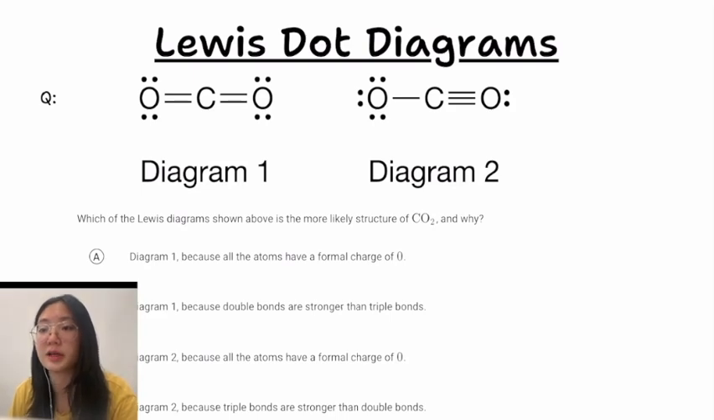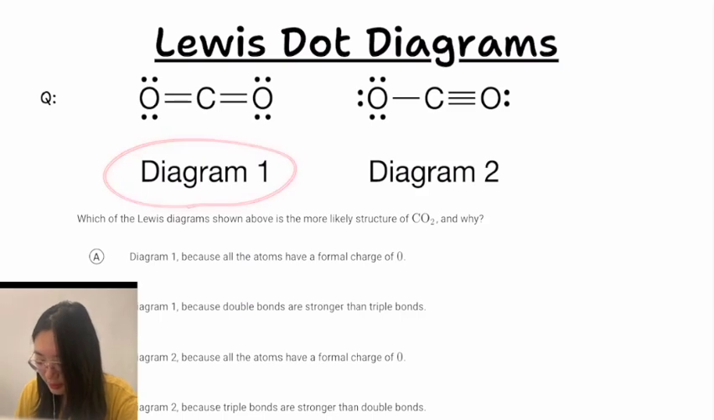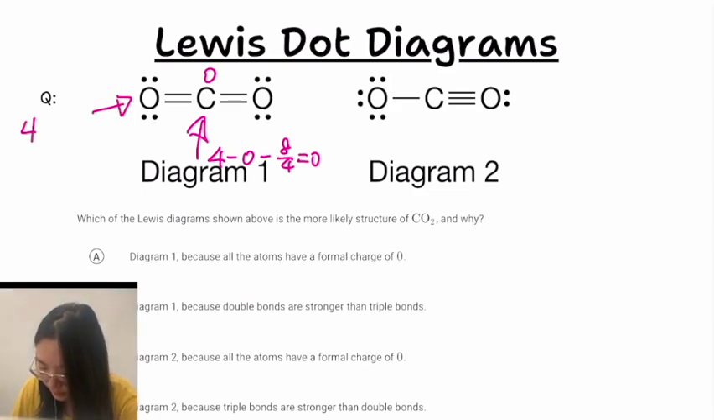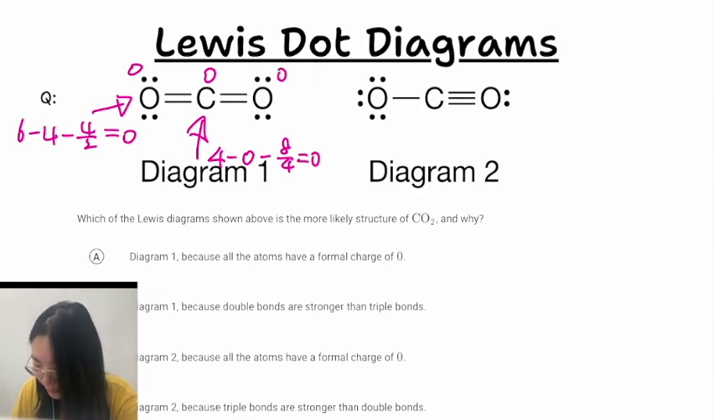Next, carbon dioxide, CO2. Which of the Lewis diagrams shown above is the more likely structure of carbon dioxide and why? Okay, so for diagram 1, the carbon in the center carries the formal charge of 4 minus 0 minus 8 over 2, which is equal to 0. And the oxygen on both sides carries a formal charge of 6 minus 4 minus 4 over 2, which is equal to 0. So all of the three atoms in diagram 1 carry a formal charge of 0.